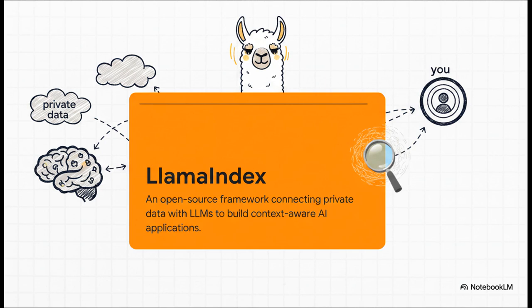Okay, so what is it technically? LlamaIndex is an open-source framework. Its whole job is to hook up your private, domain-specific data directly to large language models. The whole point is to let you build AI applications that are context-aware, apps that actually understand what you're talking about and are a whole lot smarter because of it.